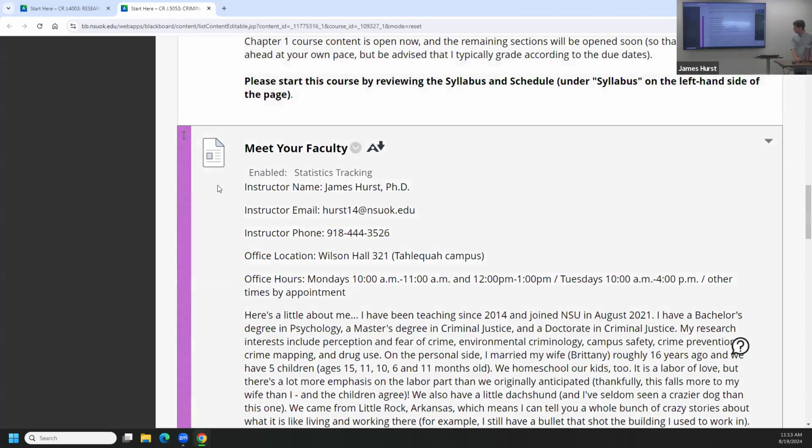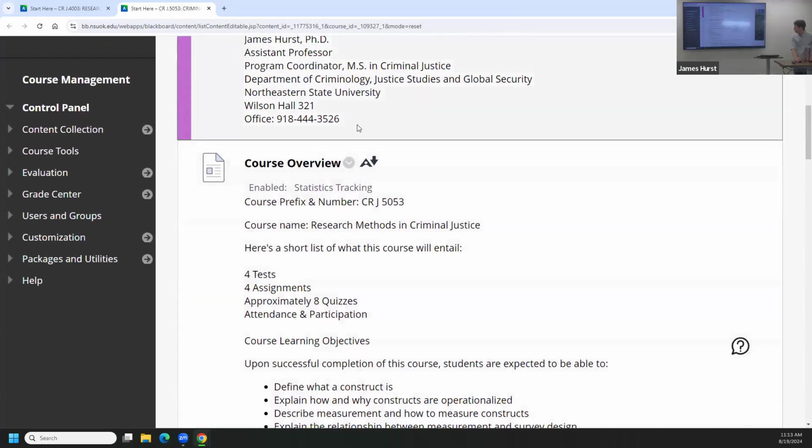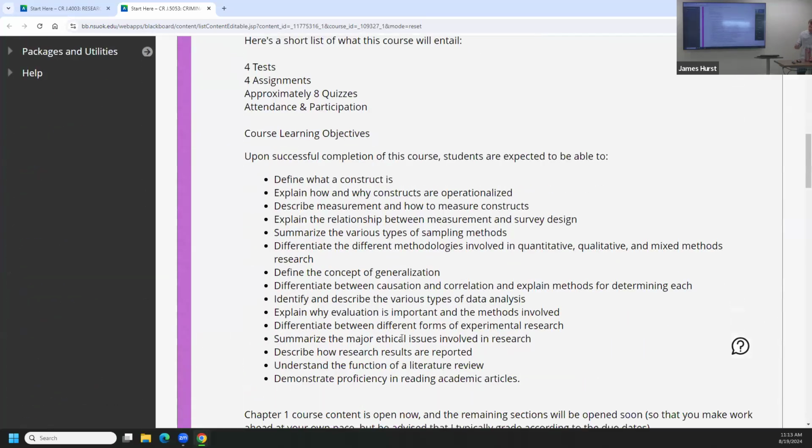Let's see. Meet your faculty. That's me. And earlier I already mentioned this. My cell phone number. Actually, it's not on that one. Interesting. It's on any email that you've gotten from me. It's on the notices. It'll be in the syllabus. When we get into that, make sure that if you need to get a hold of me, it's hard to get a hold of me. Very busy.